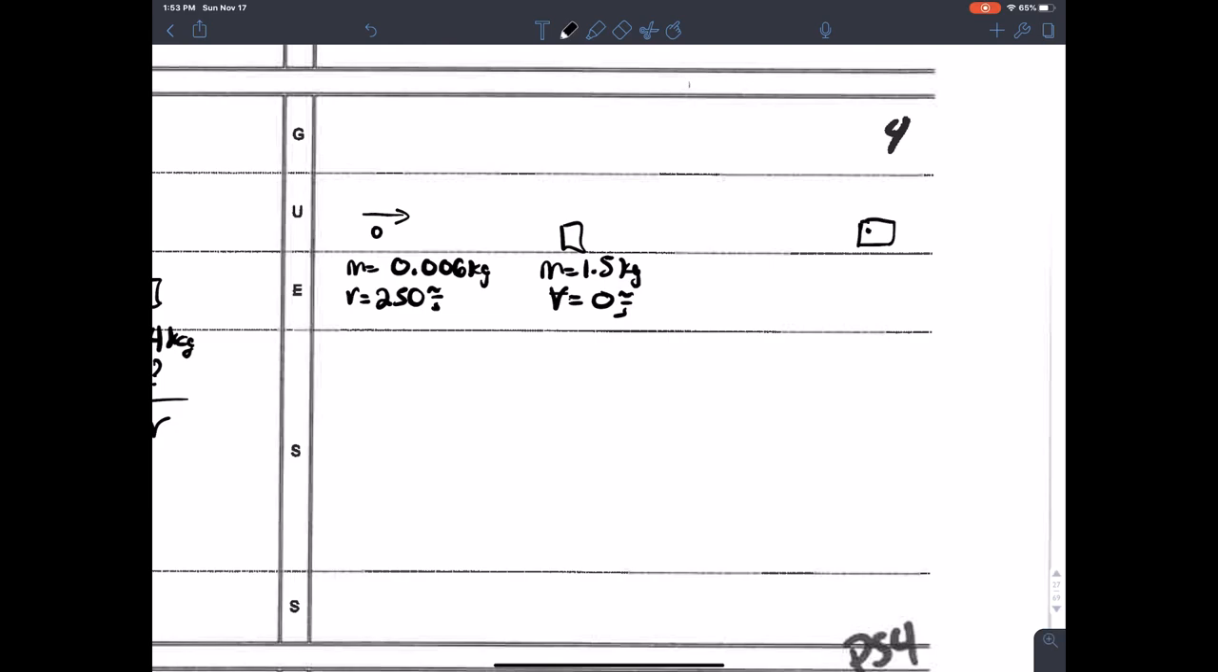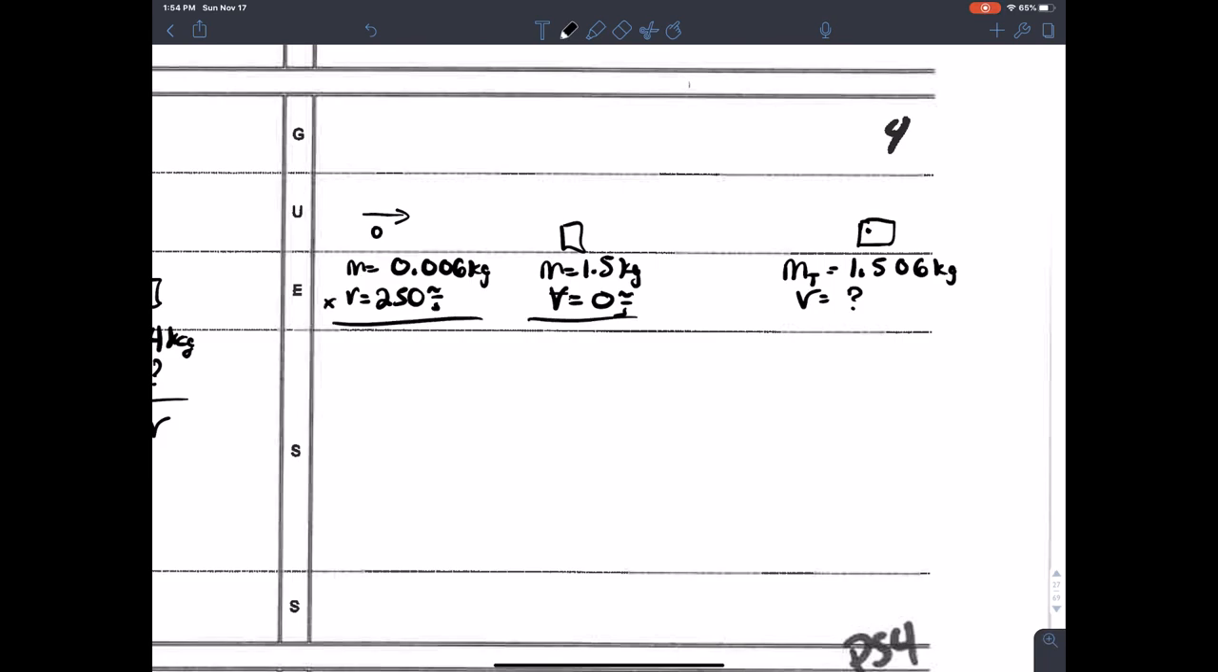We're going to add this stuff up. We have our total mass afterwards, when the bullet is stuck into the block of wood, 1.506 kilograms. And we're left trying to figure out how fast this block of wood and bullet are moving together. So I'm going to put a question mark here.